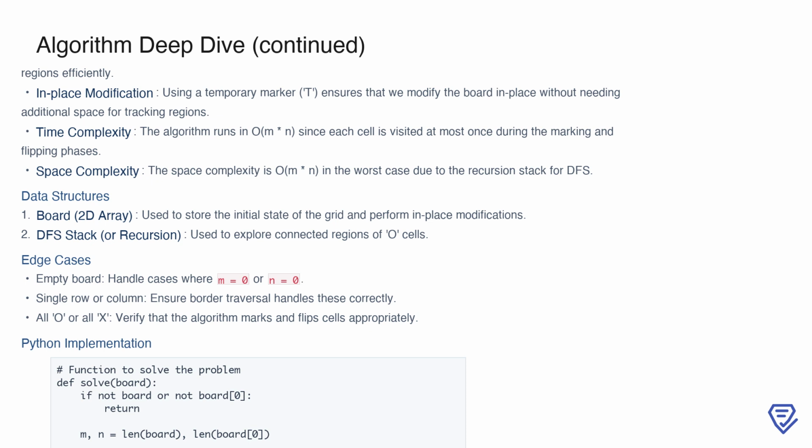It's also important to handle edge cases, such as empty boards, single row or single column boards, and grids where all cells are either O or X. These cases ensure the algorithm is robust and performs correctly under different scenarios. With all these considerations in place, the solution is both efficient and reliable.